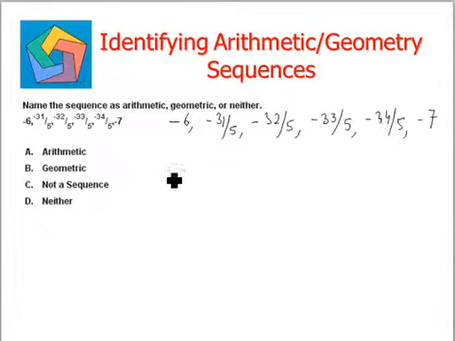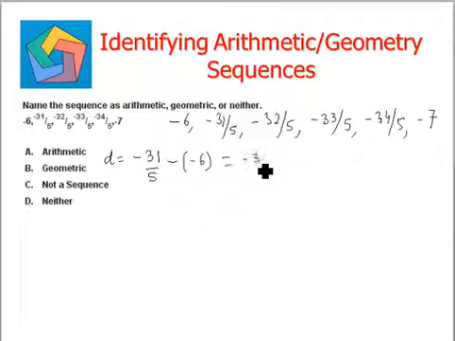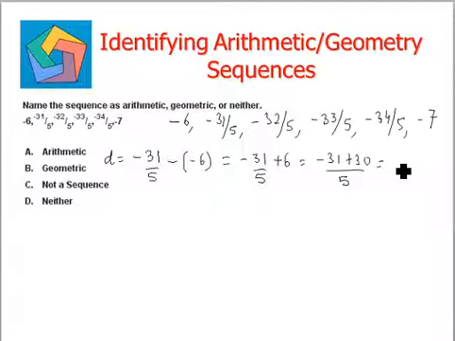So here let's find out the common difference first. If that satisfies, then the series is arithmetic; otherwise we find the common ratio. Now to find the common difference, what do we do? We subtract the first term from the second. So this equals, let's name it D, -31 over 5 plus 6, which equals -31 plus 30 divided by 5, which equals -1/5. So this is our common difference.